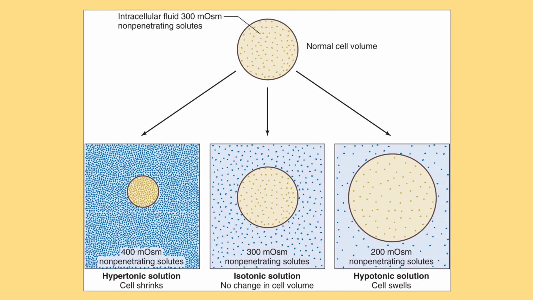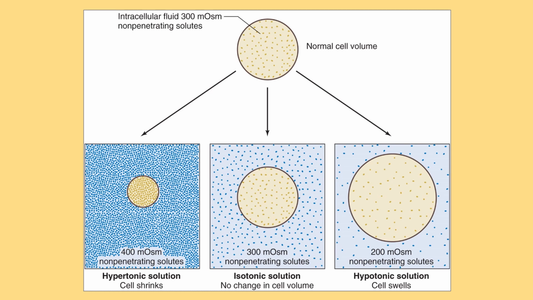This image is from your textbook, and we can use that to reinforce our understanding of what happens to a normal cell when it's suspended in three different solutions. So we'll take the normal cell and notice that the concentration of the intracellular fluid, the concentration of the cytosol, is 300 milliosmoles, and notice the size of that cell up top. The size is representing normal cell volume.